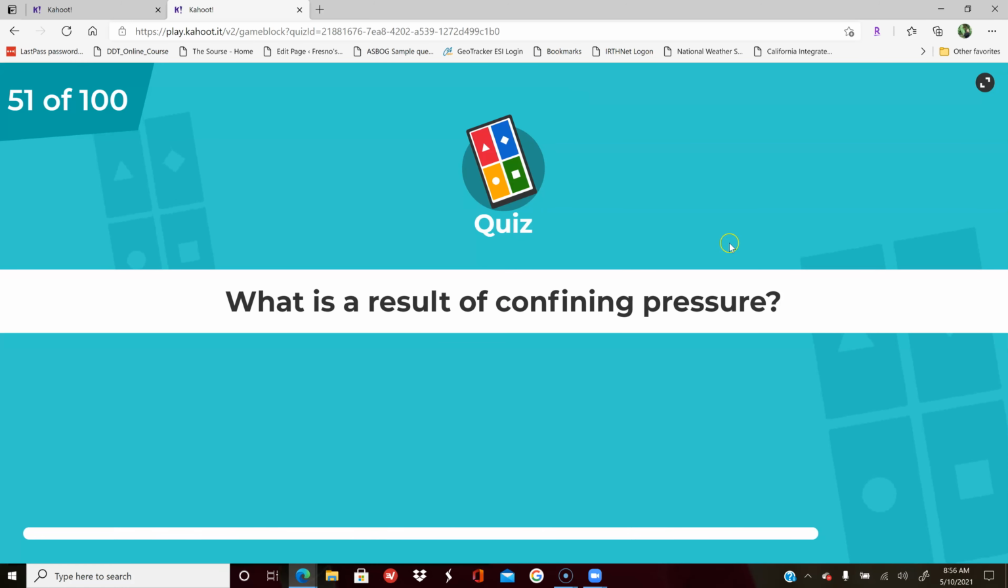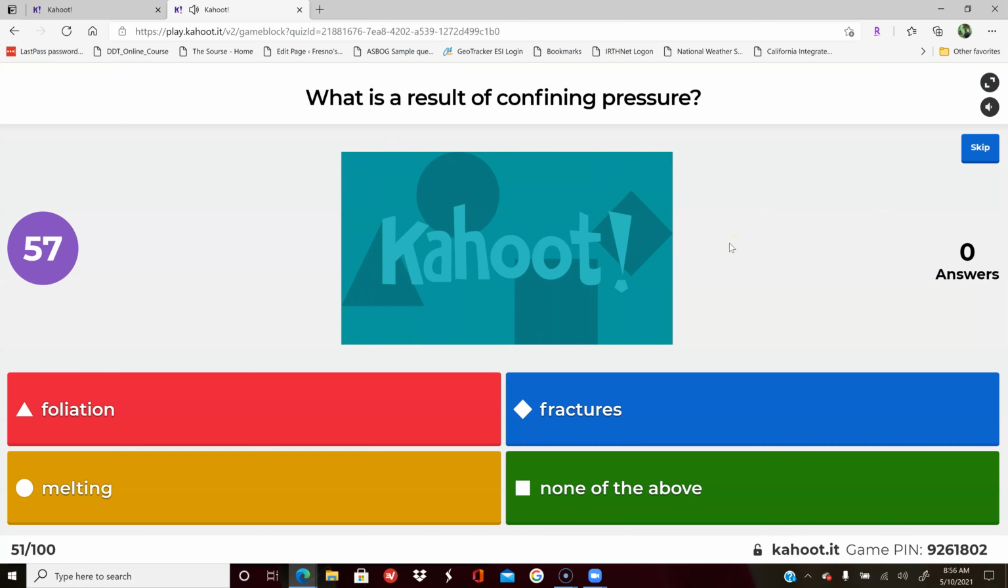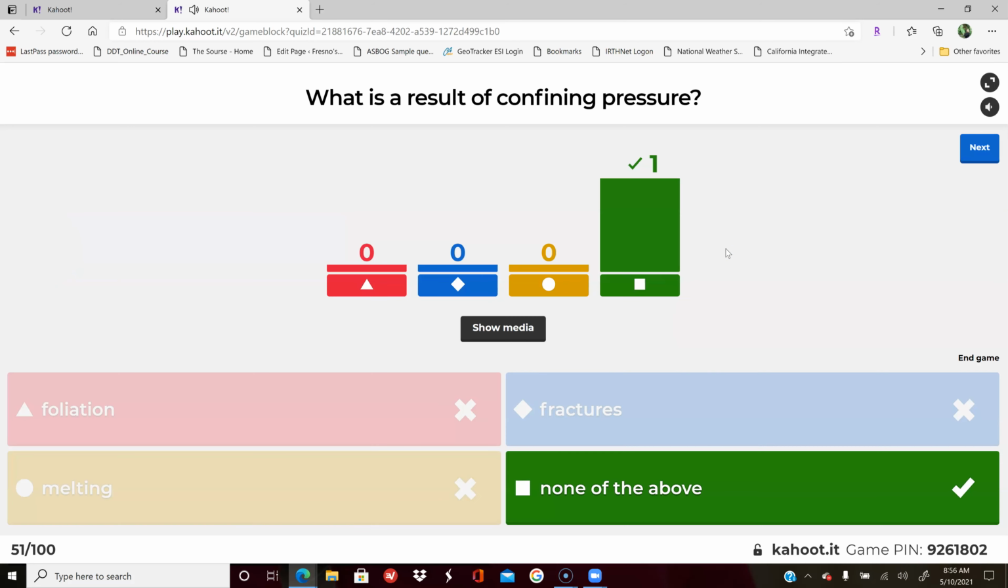What is a result of confining pressure? Foliation, fractures, melting, or none of the above? None of the above. So foliation is probably something you were thinking about. Confining pressure is pressure from all sides. So none of these things would necessarily occur in confining pressure. But directed pressure, or pressure from two sides, differential pressure, will create the foliation in a metamorphic rock.